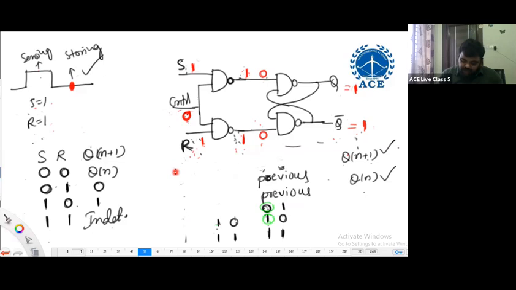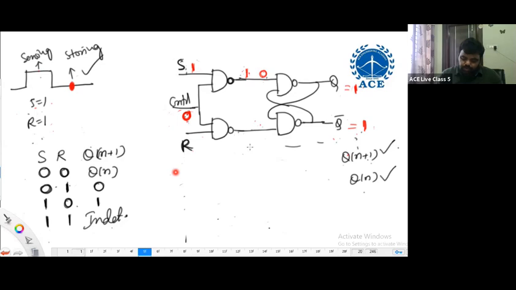The base for understanding indeterminate, we have already discussed in the NAND based memory element and NOR based memory element. We have discussed where there is the possibility of getting indeterminate. The same concept is applicable here also, because Q of n plus 1 is a stored value. For remembering or storing, control equals 0. For sensing the inputs, control equals 1.